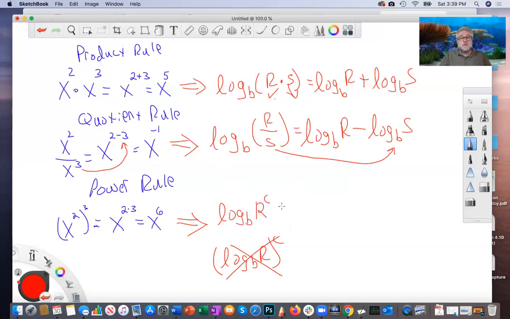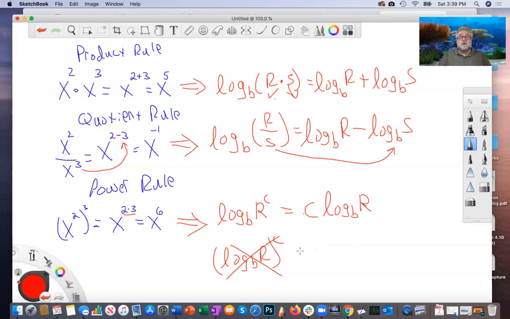The c is going to come out front: c times log base b of r. So when you raise it to an exponent like we do here, we put it out front and it becomes multiplication. We multiply the c into whatever the log function was here.